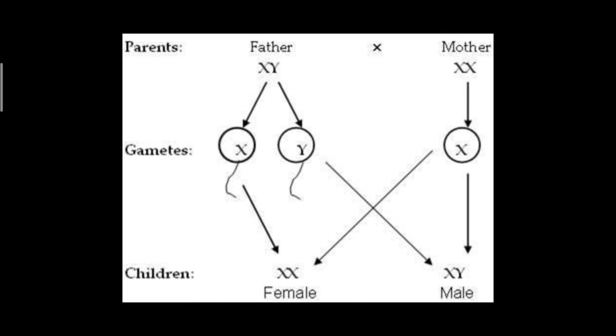Now you look at the children here. When the sperm containing X chromosome is fertilized with the mother's gamete, then the child will be female. Then the next chromosome is Y. If the Y chromosome sperm is fusing with the X gamete of the mother, then the child will be male.